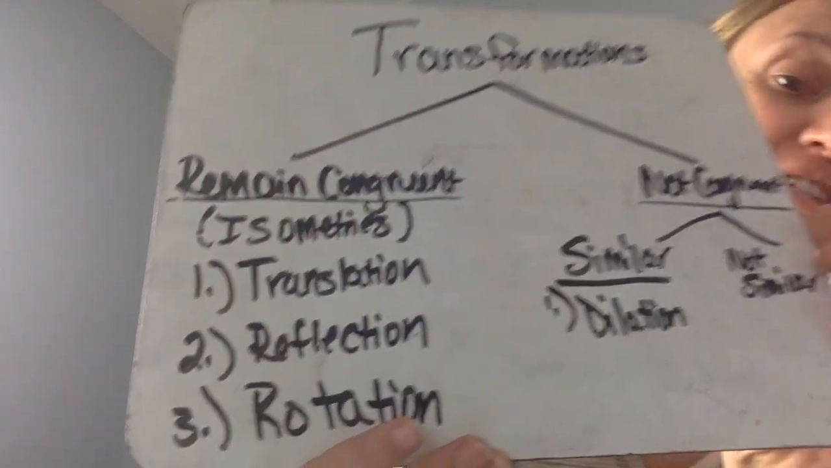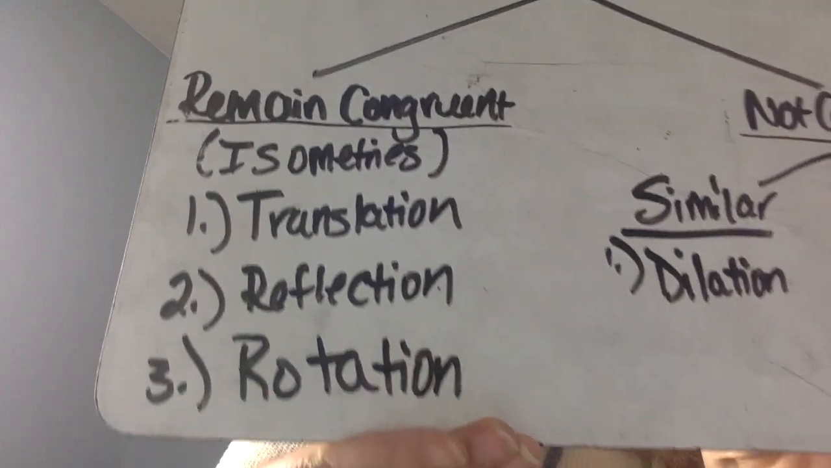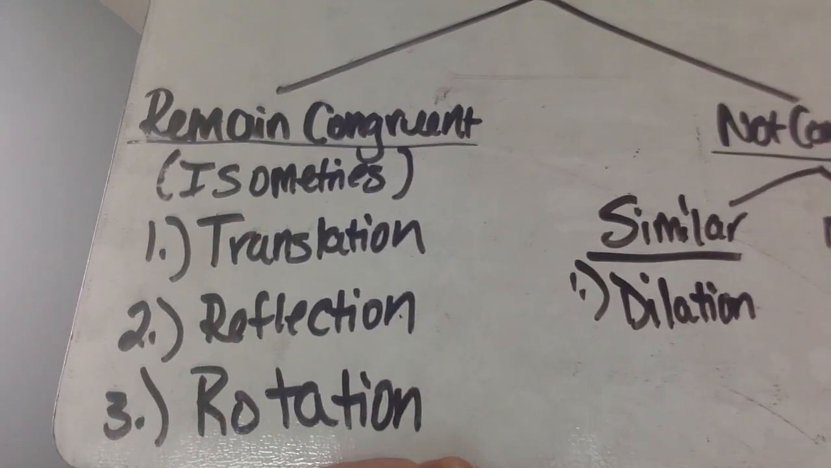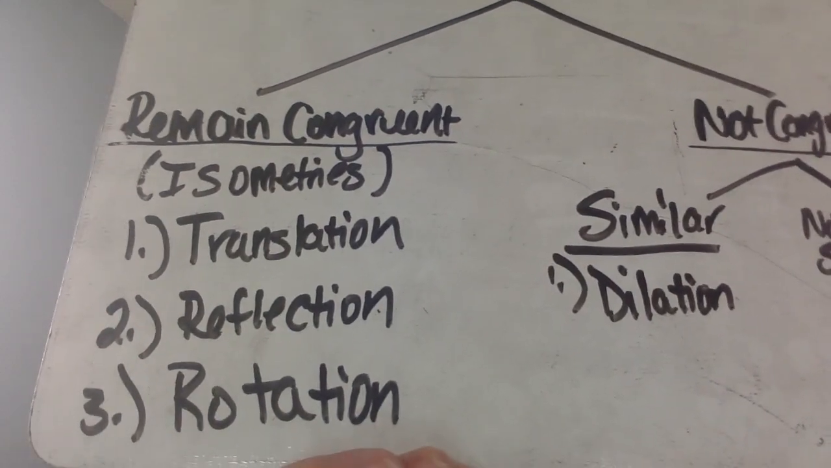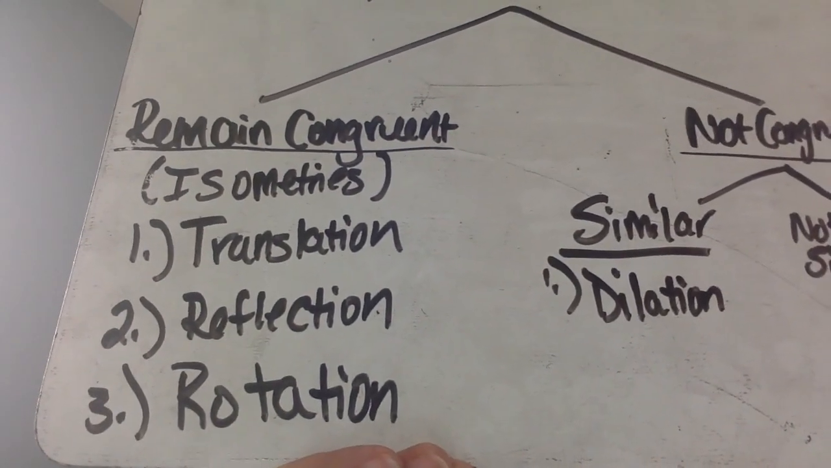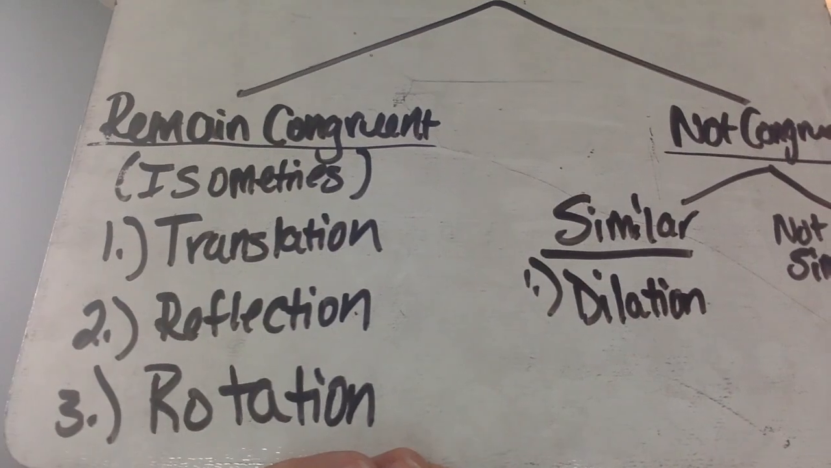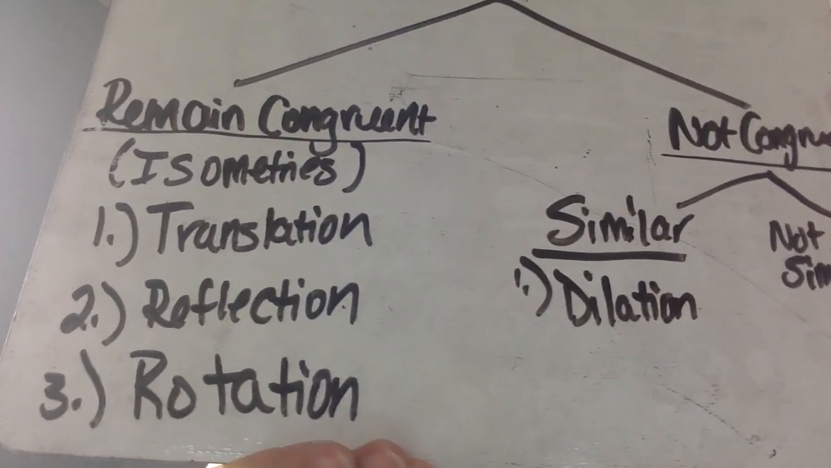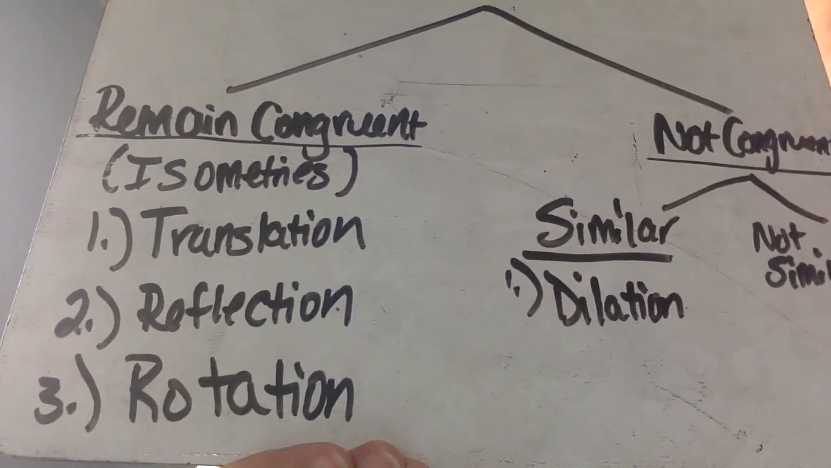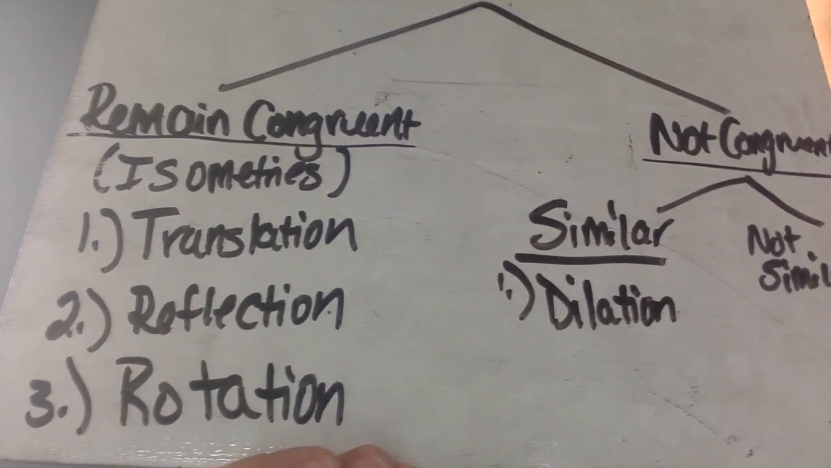Okay, so here are the ones we're going to concentrate on first. The transformations that remain congruent. These are called isometries. You will not need to know the word isometries, but I'm going to tell you anyway. And the three types of isometries are translations, reflections, and rotations. So we're going to go in depth with translations, reflections, and rotations later on.